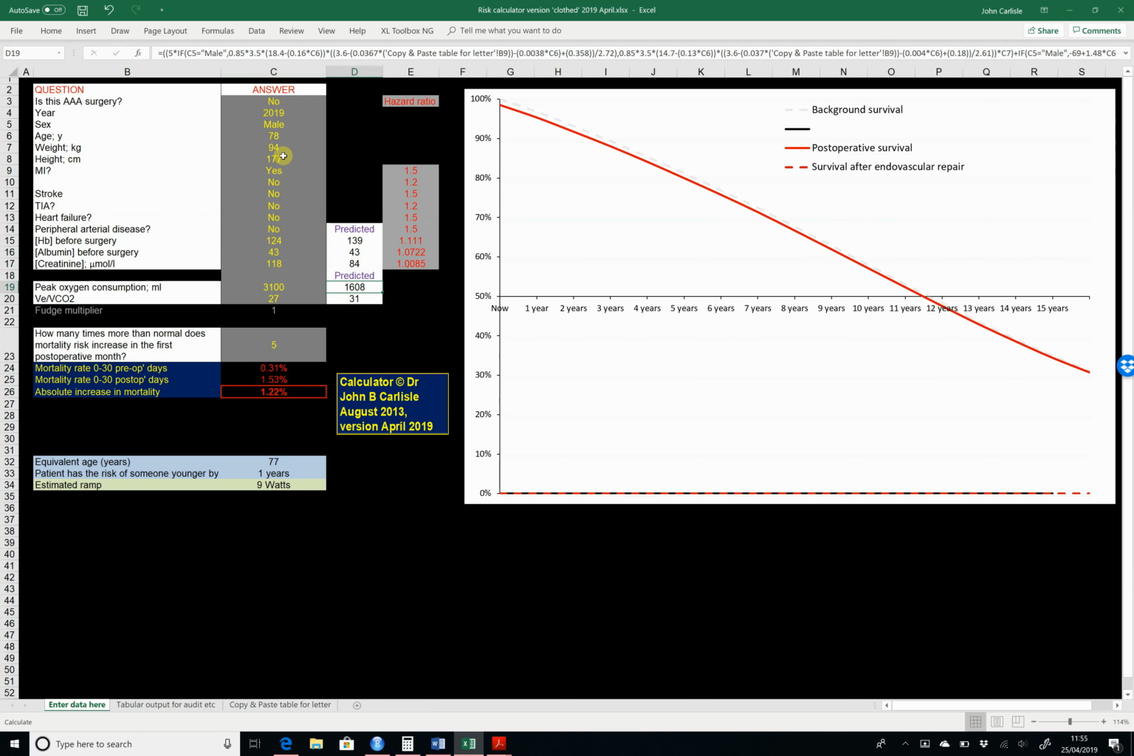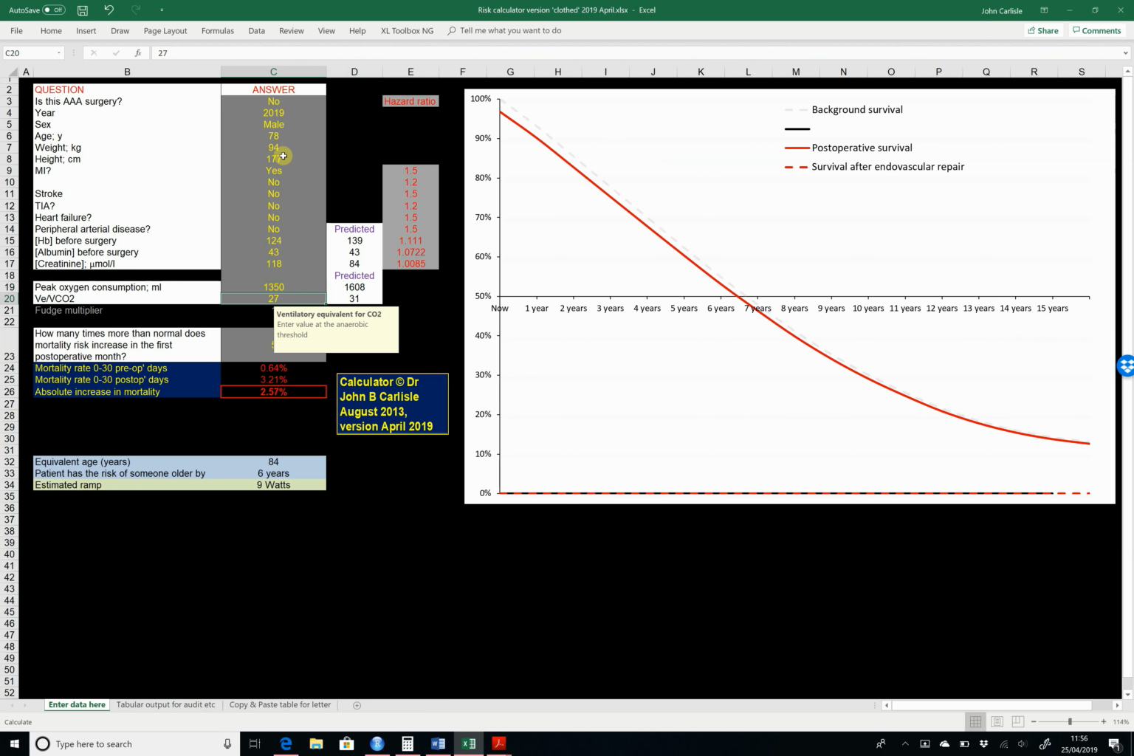The predicted oxygen consumption, so let's say you don't bother or can't or whatever, you don't do a cardiopulmonary exercise test. On average, the observed physical fitness is around 80% of that person's predicted. So let's just put in 1350. Ventilator equivalent, so that gradually increases as gas exchange deteriorates with age. And let's say they're a smoker and a bit of emphysema, so let's say this is 38. Okay.